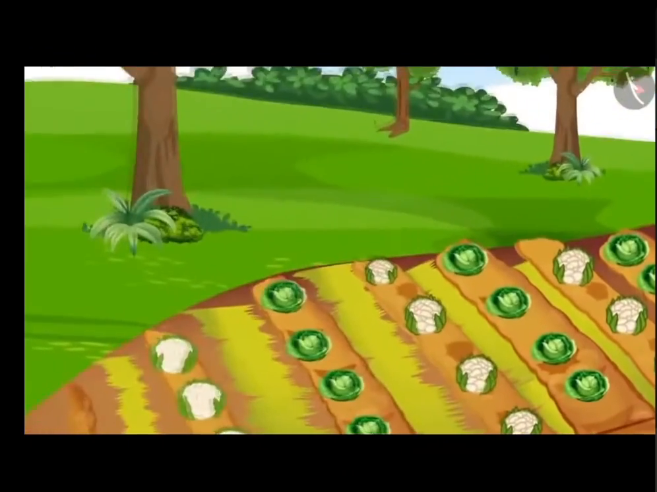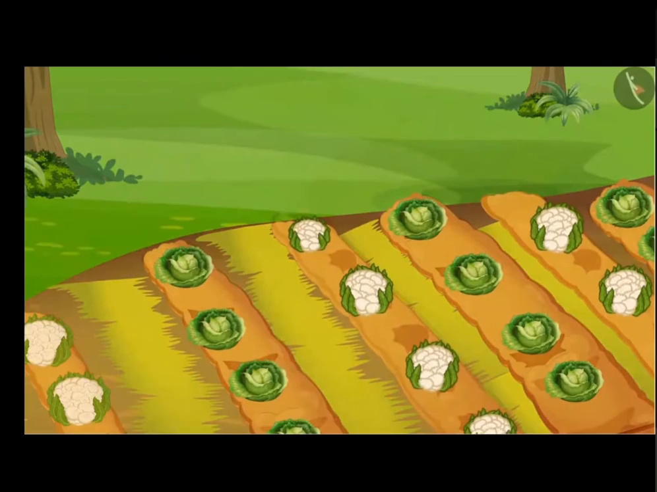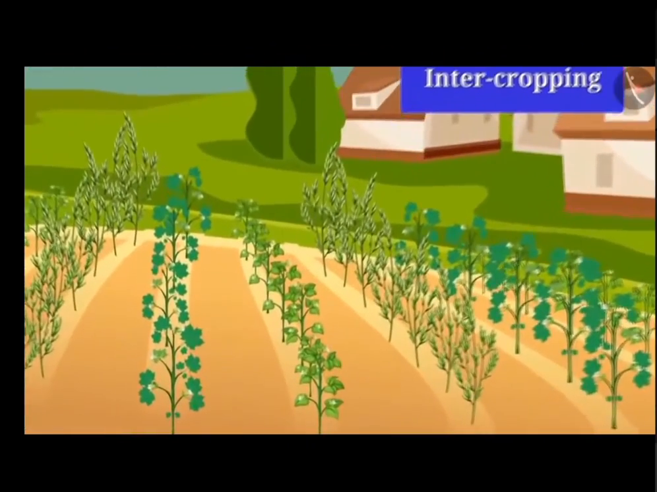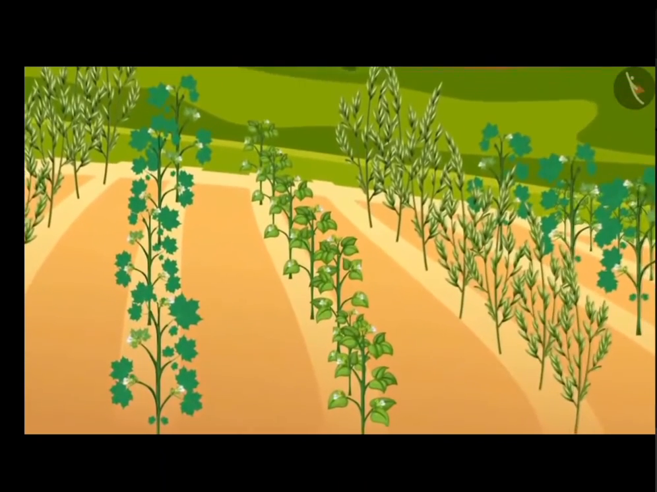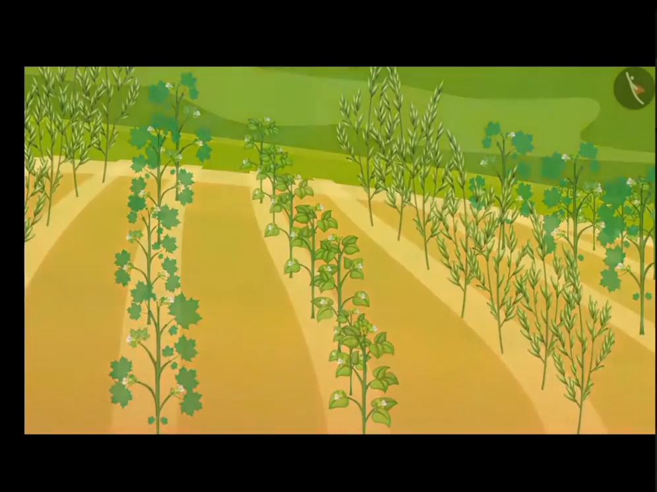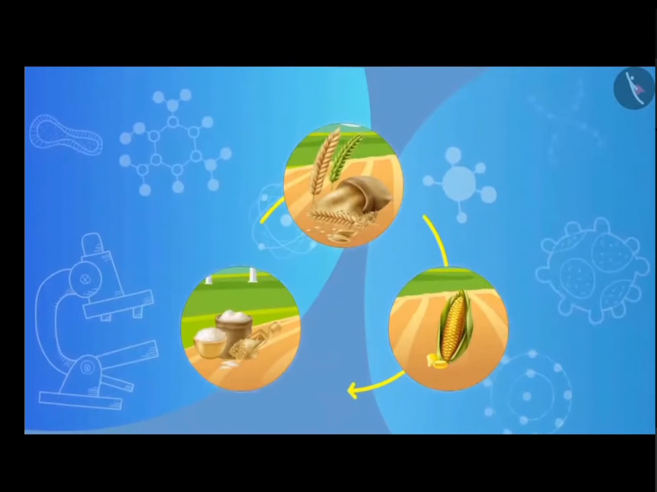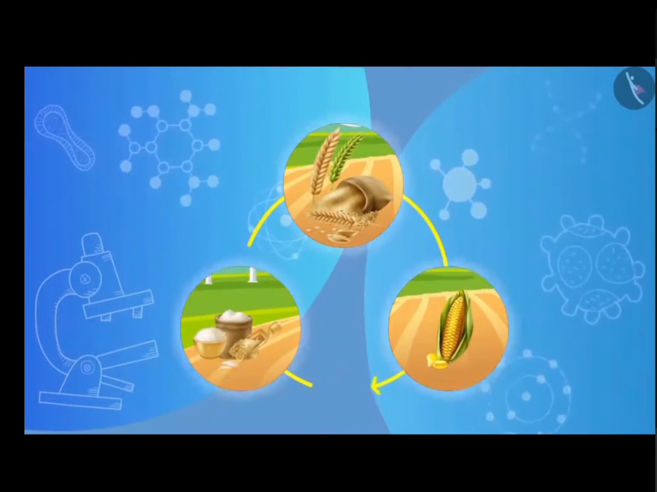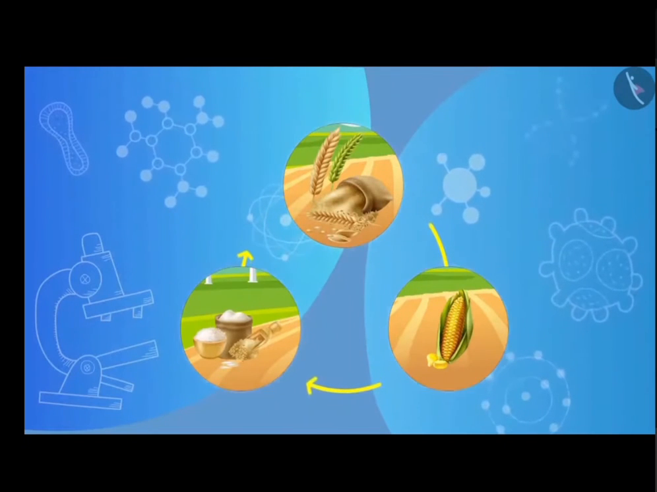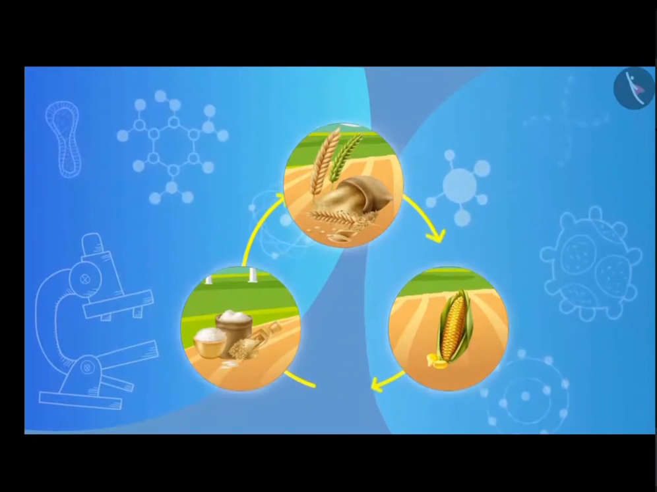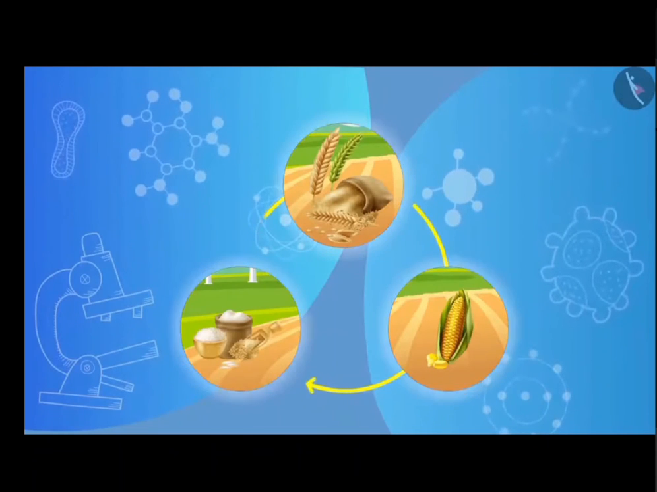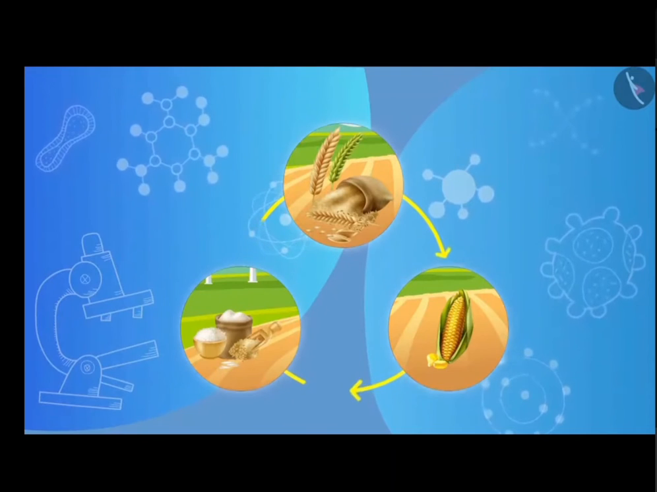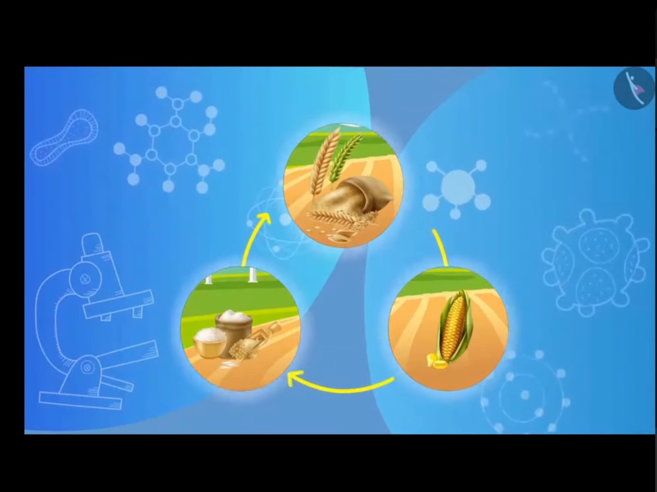Mixed cropping. In this method, different types of plants are grown in the same field. Intercropping. In this method, two or more crops are grown at the same time on a land in a certain pattern. Crop rotation. In this method, different types of plants are grown in a cyclic manner on the same land. This is done so that the soil is not used for only one set of nutrients, and it increases the crop production. So, you know how crop production can be increased in various ways.